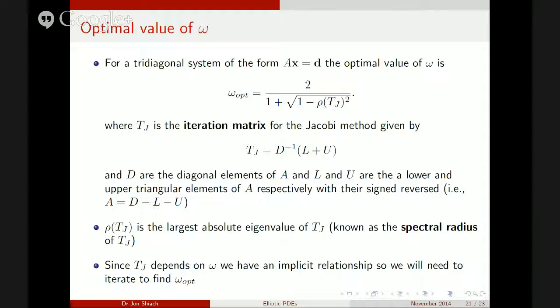Calculate if you might have complex eigenvalues. Calculate the modulus. Take the largest one. That is the spectral radius. No one ever calculates eigenvalues by hand.